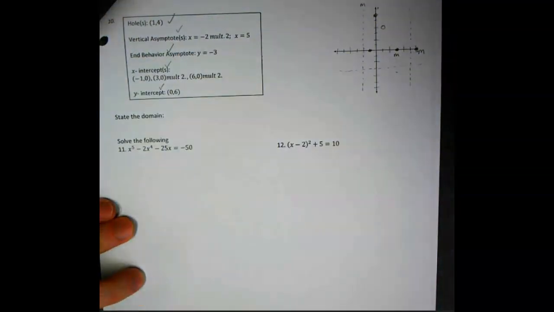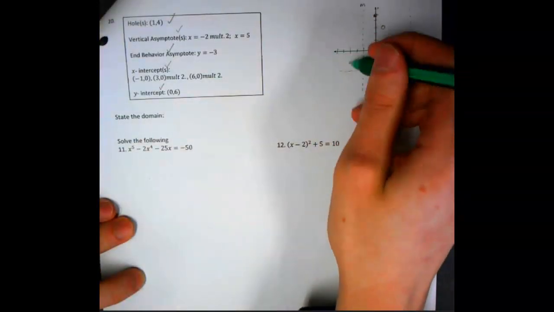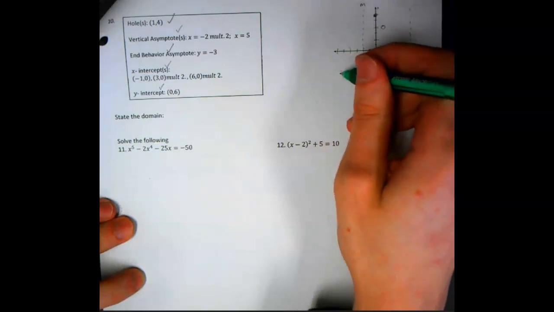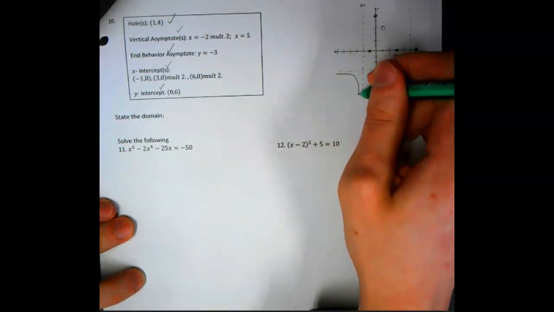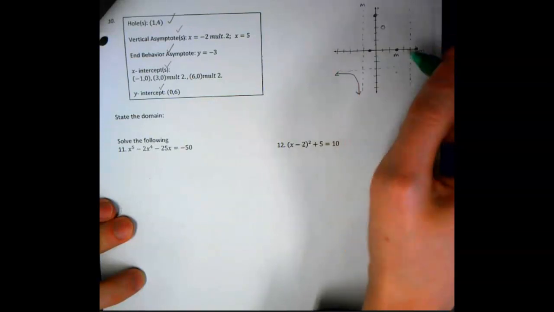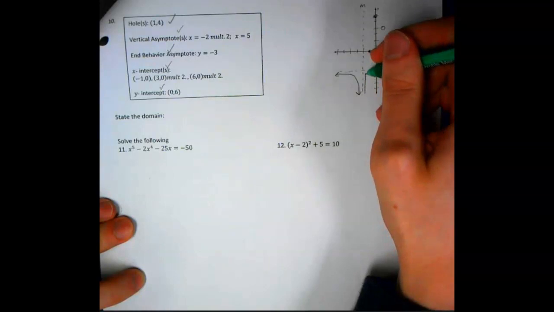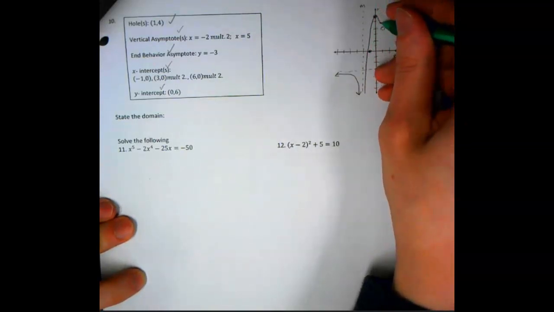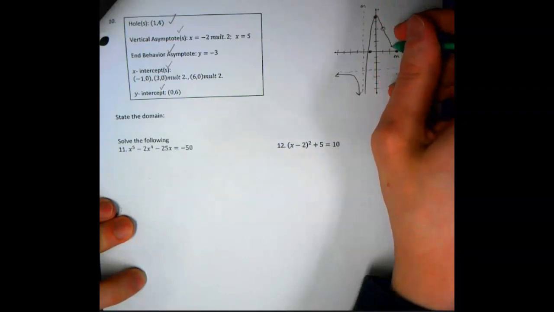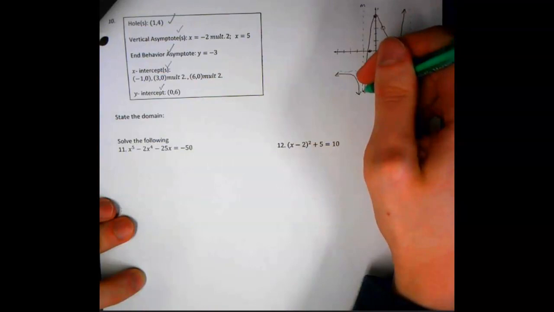Then we need to graph this, so we check our end behavior asymptote. There's no x-intercept above this, so we're just going to follow that and follow the vertical asymptote. There's multiplicity, so we're going to start at the bottom, go up through the x-intercept, through the y-intercept, through the hole, bounce off the x-intercept, and go back up.